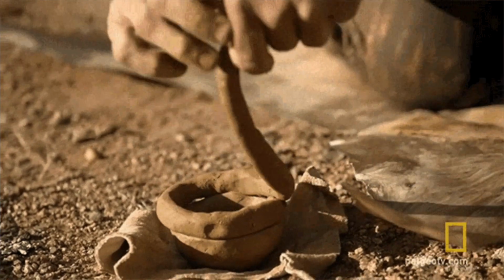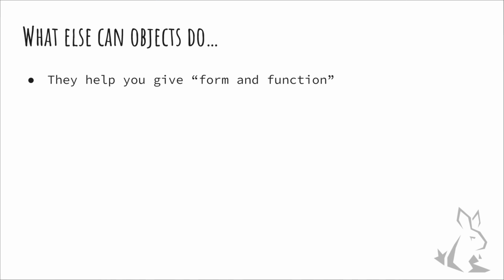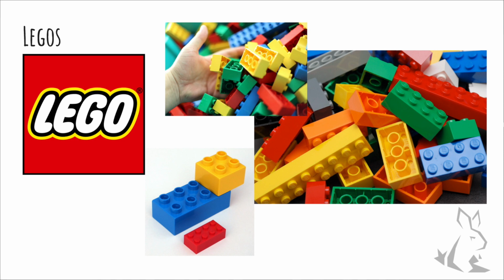Objects help you take code and give it form, like clay. Give it function, give it a name, give it attributes. Ergo, object-oriented programming is the portal that takes you from the 2D world of coding to the 3D world of coding. Like Legos. Everyone remembers Legos growing up, and if you didn't play with them, you probably stepped on one or two.